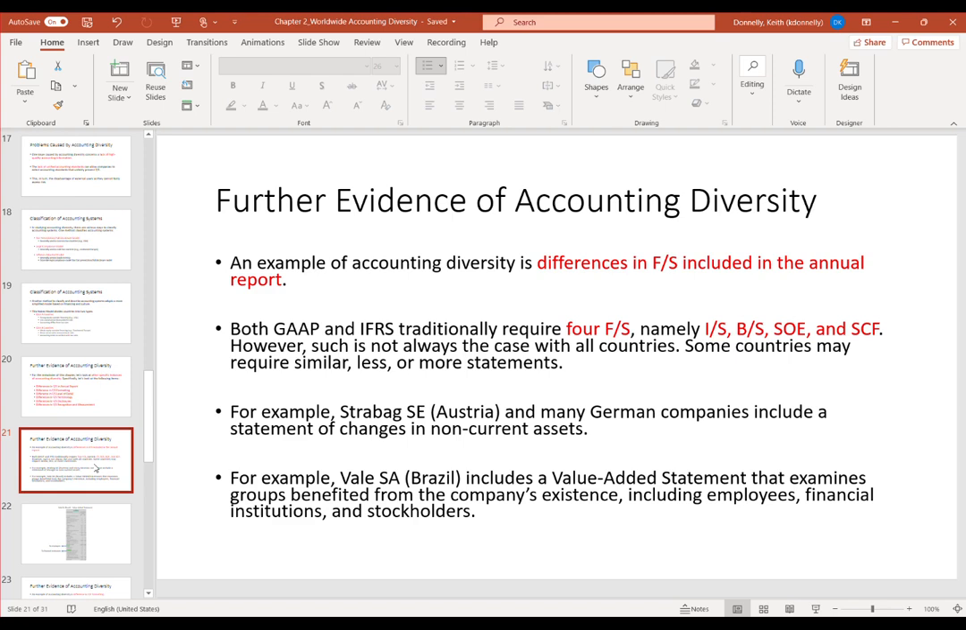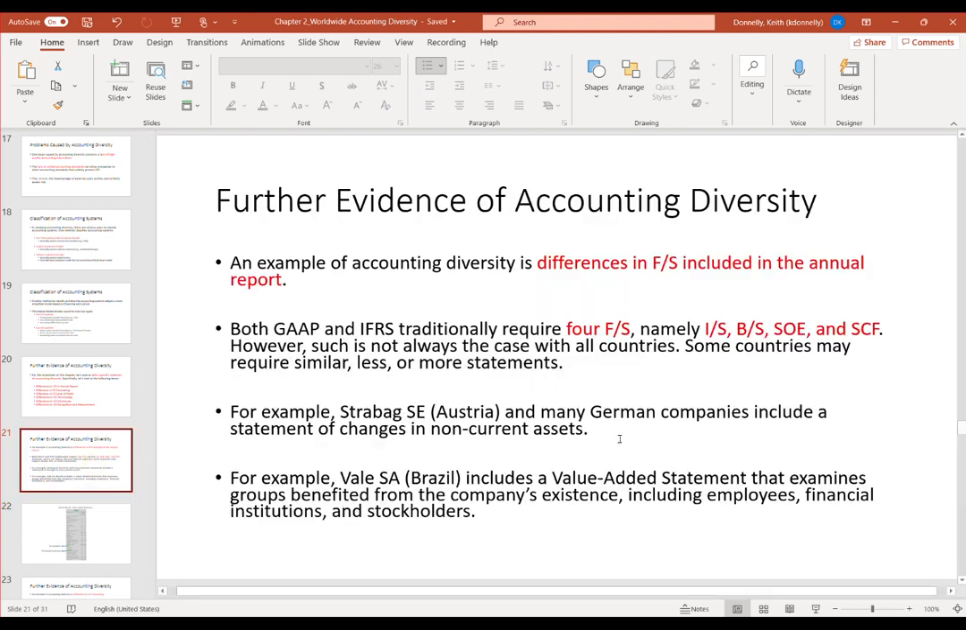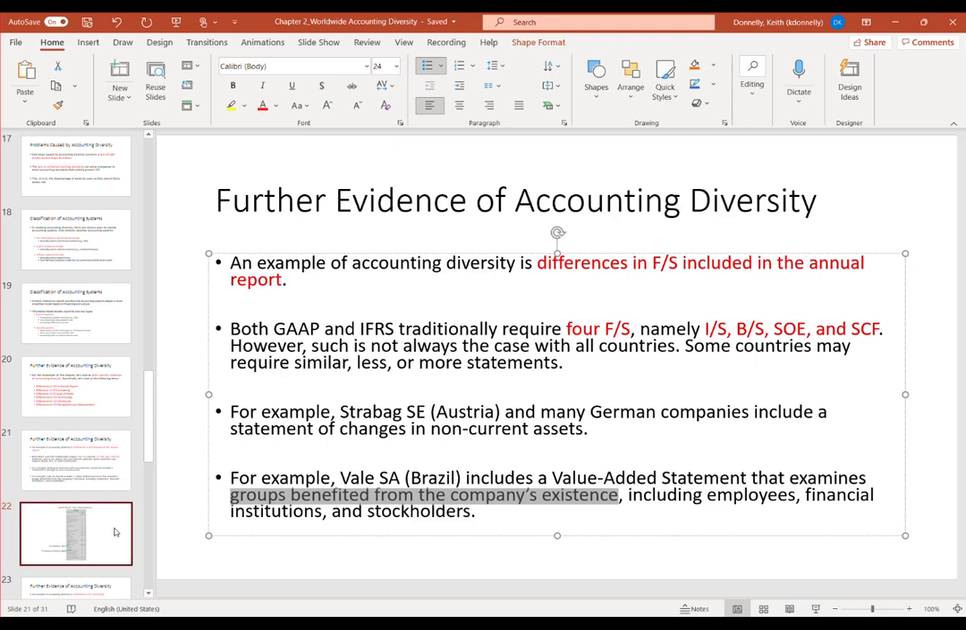It's all a function of the country you're in. This is looking at the value added statement. This is an interesting thing. They're requiring a value added statement here that looks at the groups benefited from the company's existence, including employees, financial institutions, and stockholders.